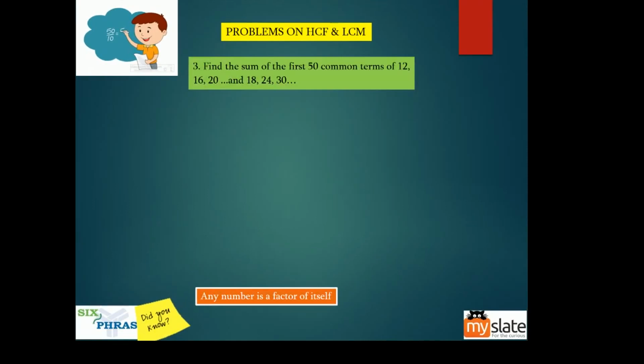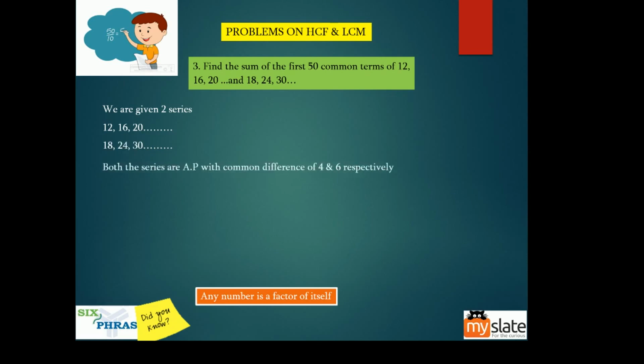Find the sum of the first 50 common terms of 12, 16, 20 and 18, 24, 30. So here you are going to find the first 50 common terms of these two series. There are two series. First series is 12, 16, 20. Second series is 18, 24 and 30. Both the series are in arithmetic progression. But what you have to concentrate on is the common difference.